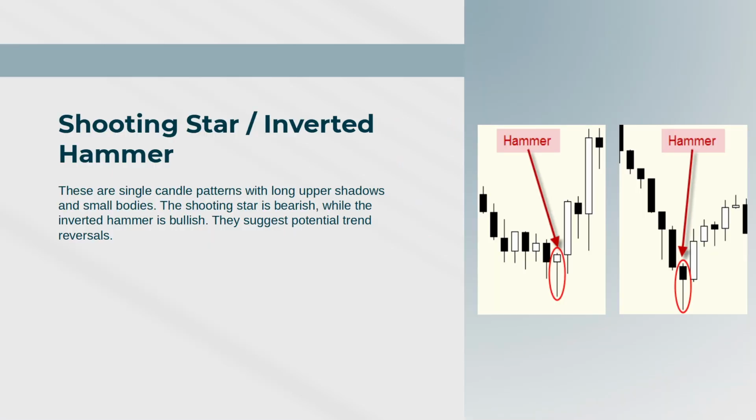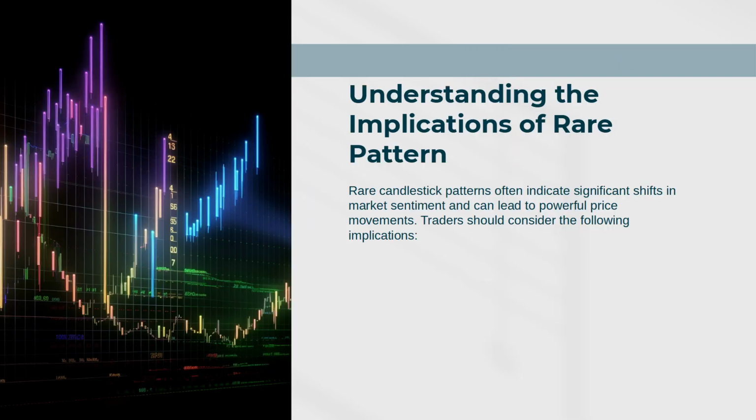Shooting star and inverted hammer. These are single candle patterns with long upper shadows and small bodies. The shooting star is bearish, while the inverted hammer is bullish. They suggest potential trend reversals.